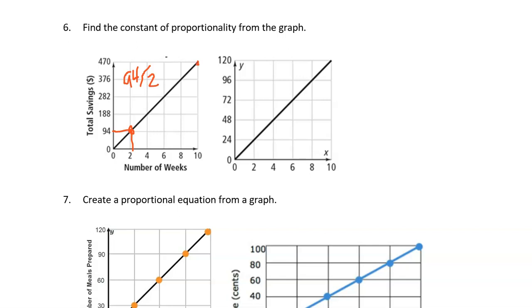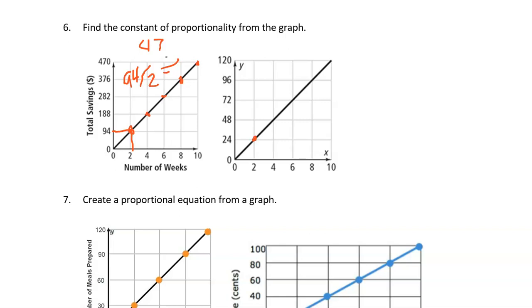Or I could pick this point right here and do 470 divided by 10, or 376 divided by 8. I could really pick any point on the graph. All of them, no matter what I pick, is going to give me 47.